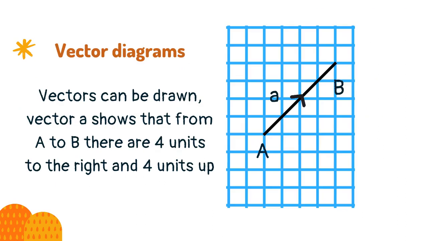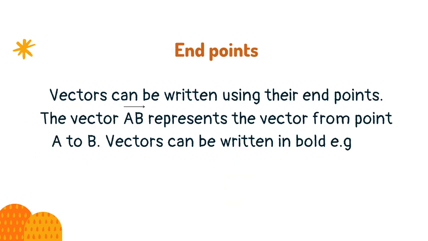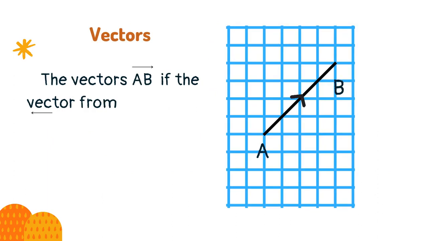Vectors can be drawn. Vector A shows that from A to B there are 4 units to the right and 4 units up. Vectors can be written using their endpoints. The vector AB represents the vector from point A to B. Vectors can be written in bold. The vector AB is the vector from A to B and BA is the vector from B to A. These vectors have the same magnitude but they are in the opposite direction.